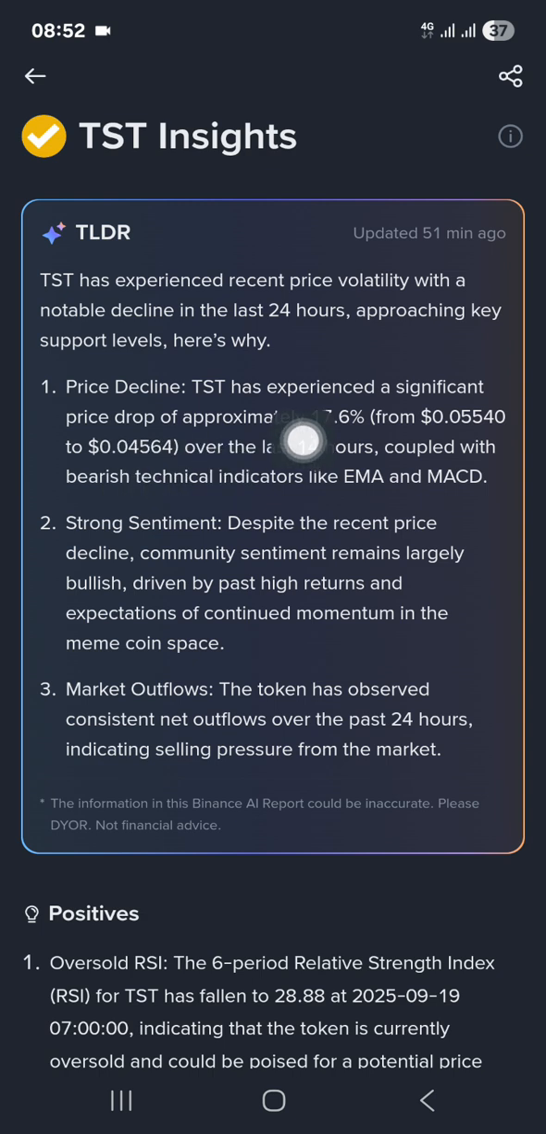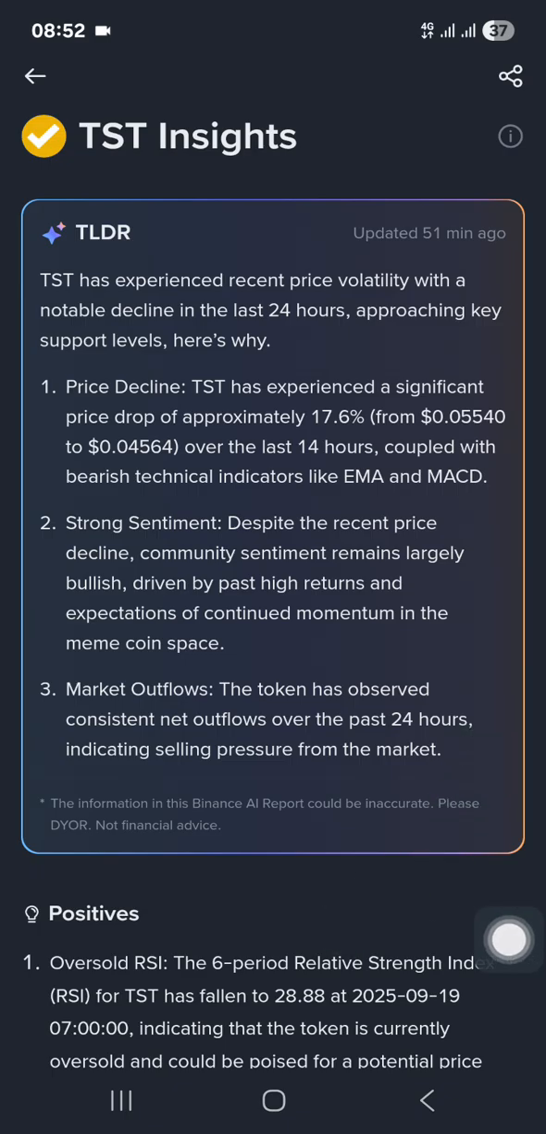So it's a price decline. TST has experienced a significant price drop of approximately 17.6% over the last 14 hours, coupled with bearish technical indicators like EMA and MACD. Sentiment: despite the recent price decline, community sentiment remains largely bullish, driven by past high returns and expectation of continued momentum in the meme coin space. Market outflow means the money going out of the market. So the token has observed consistent net outflow over the past 24 hours, indicating selling pressure from the market.